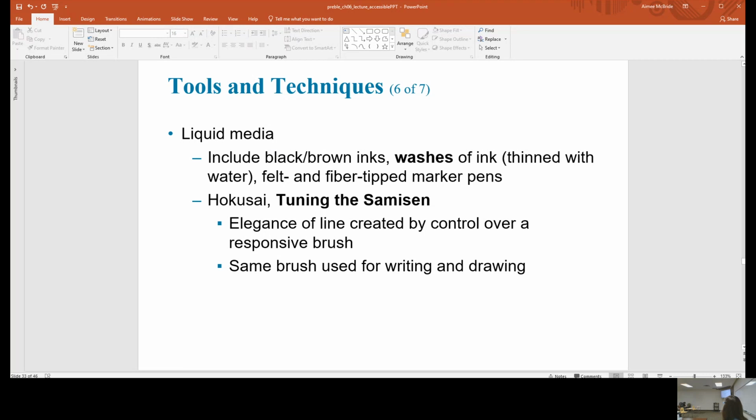And then, of course, like I mentioned earlier, you can use regular pens as well as markers, which fall under this category of ink. Literally anything that disperses ink falls under the category of ink.